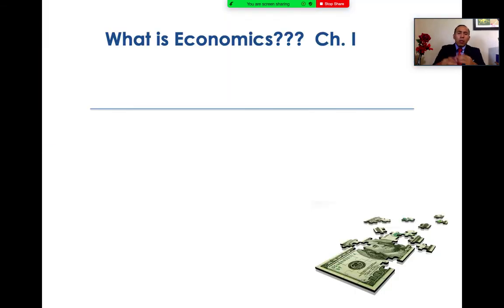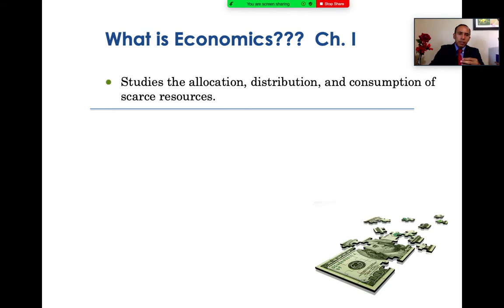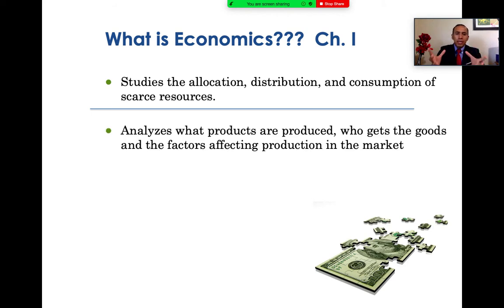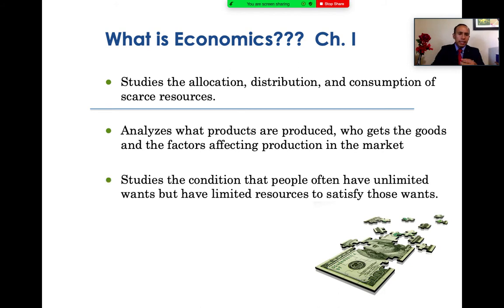Now, what is economics? Economics is a social science that studies economic situations. And at the very basic level, it studies the allocation, distribution, and consumption of scarce resources. And it also analyzes what products are produced, who gets to produce the goods, and what are the factors affecting the production of goods and services in the market, as markets can be somewhat complicated.